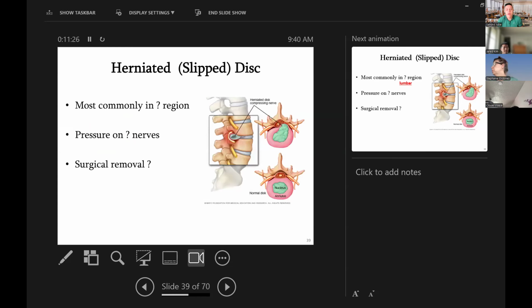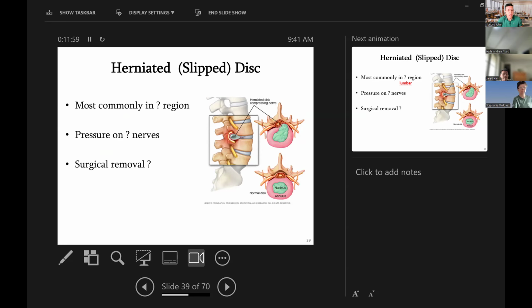All right, another very, very common condition of the vertebral column is what we call a herniated disc or a slip disc. Can anybody tell me what region, what curvature of the vertebral column is the most common for the development of a herniated disc? Any guesses? Is it the cervical? Lumbar region? It is absolutely in the lumbar region.